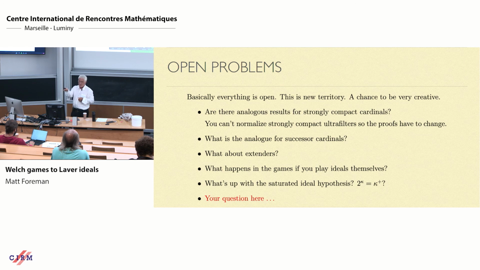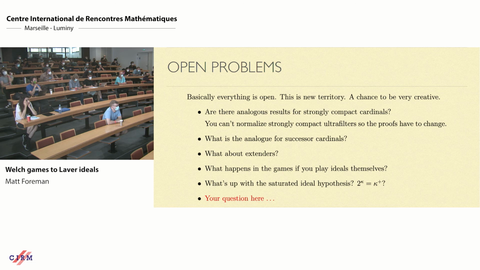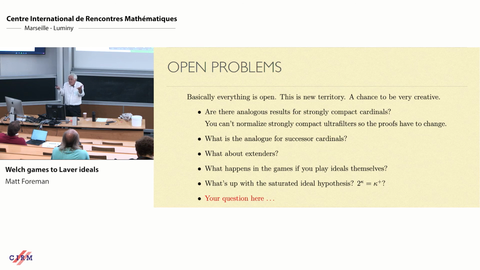So the first one is Mirna's question: are there analogous results for strongly compact cardinals? And my response is, I don't know, I don't have a clue, I can't even conjecture what the result would be, because you can't normalize strongly compact ultrafilters to be supercompact ultrafilters. So one of the basic steps in this proof has to change.